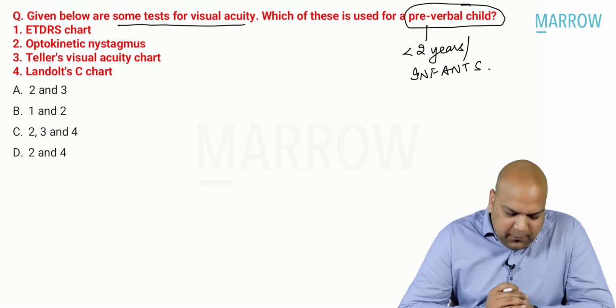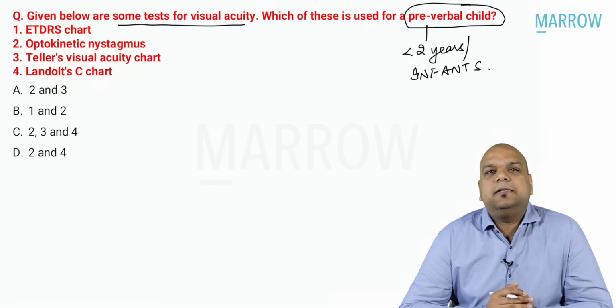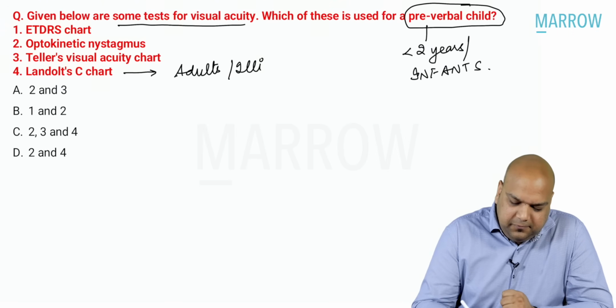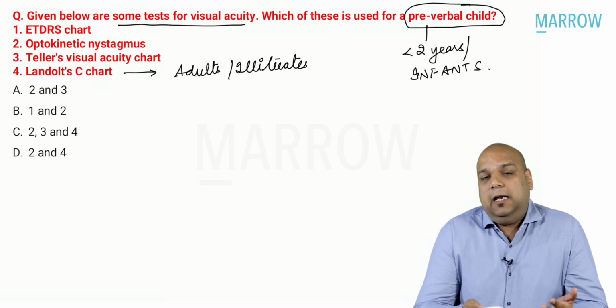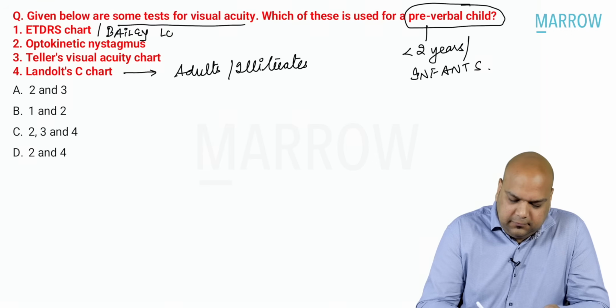ETDRS chart, optokinetic nystagmus, Teller's visual acuity chart, and Landolt C chart. So we know the Landolt C chart is used in adults who are illiterate. ETDRS chart, by the name, it is saying it will use some kind of alphabets probably. You may know it as the Bailey-Love chart.